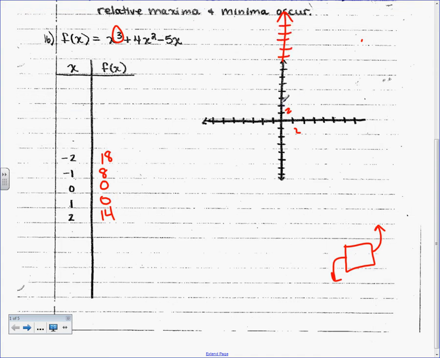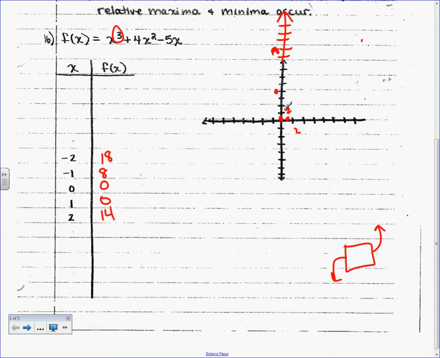So 2, 4, 6, 8, 10, 12, 14, 16, 18 is good enough for me. All right. Negative 2, 18 is left 1 tick mark, right? And up 18. Negative 1, 8 is left like a half, because that's 1 now. 0, 0 is still there. 1, 0.